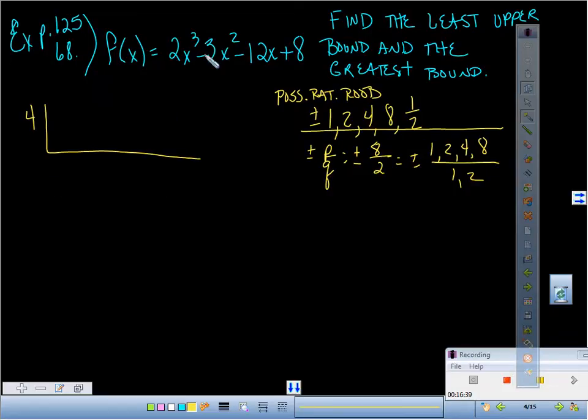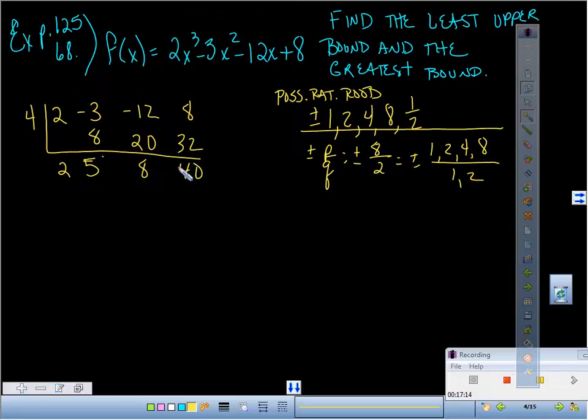Okay, y'all remember this. Look, every exponent has to be represented in synthetic division. 3, 2, 1, 0. If I had left something out, you would have to put a 0 there. Okay, so bring down the 2. 2 times 4 is 8. Add and get 5. Multiply and get 20. Add and get 8. Multiply, 32. So, 4 is an upper bound.